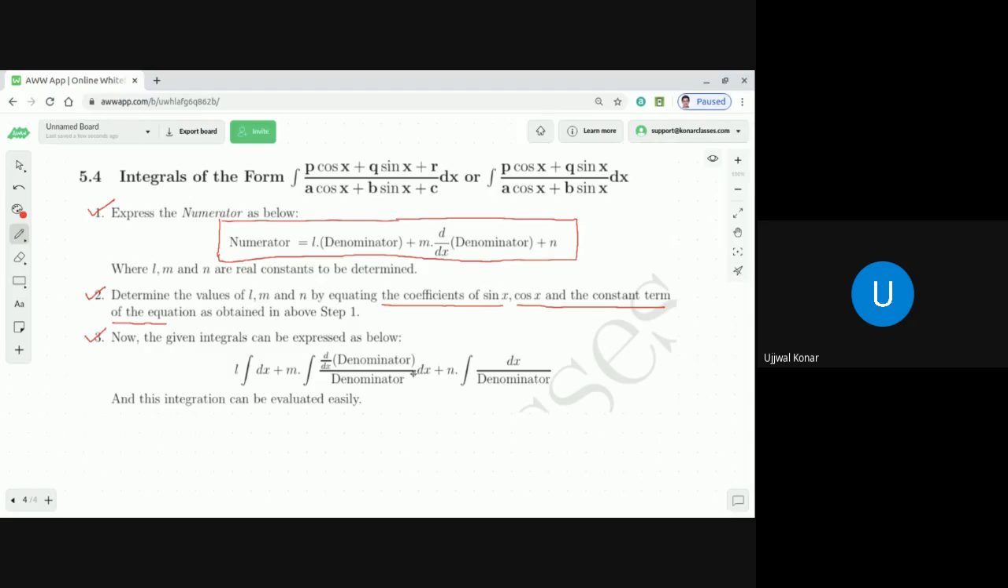The d/dx of denominator by denominator is very easy because you take the denominator equal to t, and then the d/dx of the denominator becomes dt. Correct or not? That will be done very easily. And here also you can express it in the form of sine of a plus x or cos of a plus x, like that. The moment you get a cos x plus b sin x plus c, you can always express it in this form. Are you getting my point?